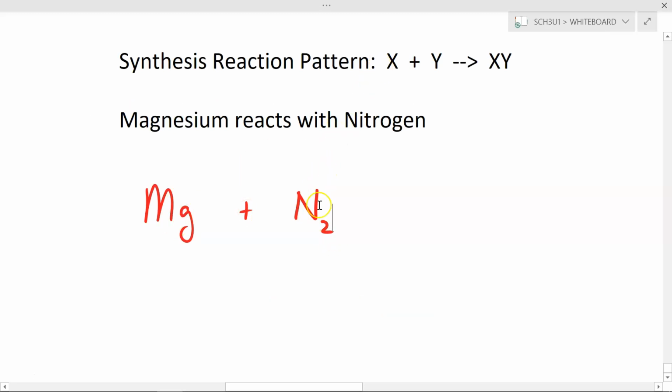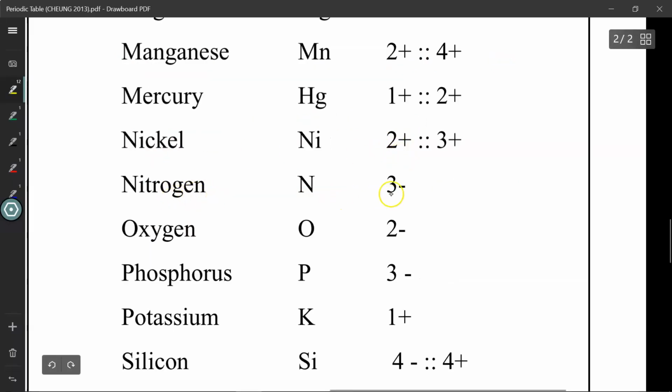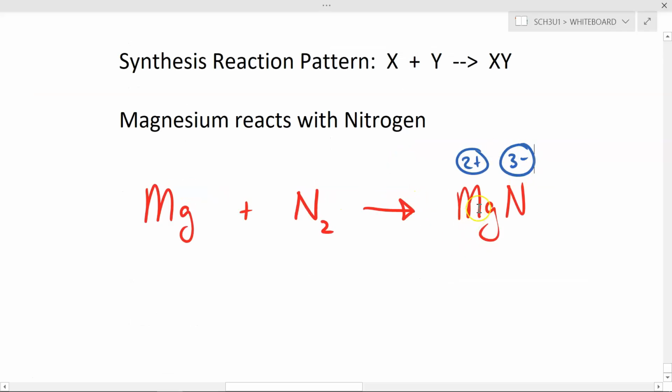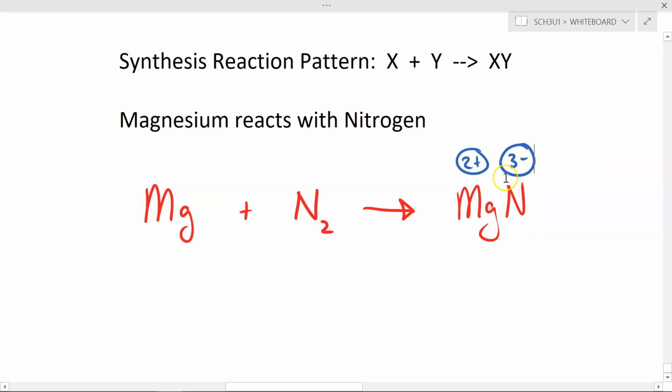Mg is x, N2 is y, slam them together, make xy. Again, ignore the subscript 2. We have to follow the zero-sum rule for this new substance in order to determine what the new subscripts are going to be. So magnesium has a valence charge of 2+, while nitrogen is a 3-. Now we zero-sum to determine what the subscripts are. When I see a 2 and a 3, I should think of the number 6. So I need 3 magnesiums and 2 nitrogens for this to zero-sum properly.